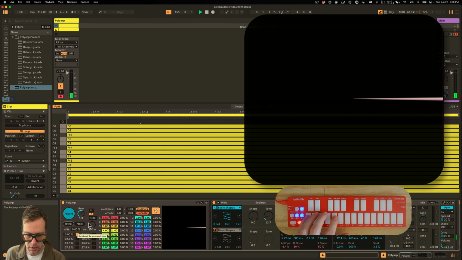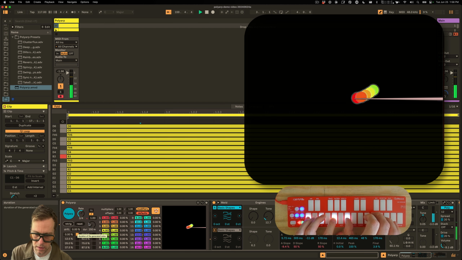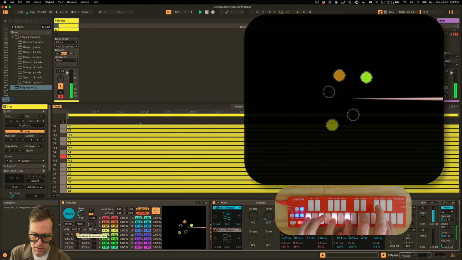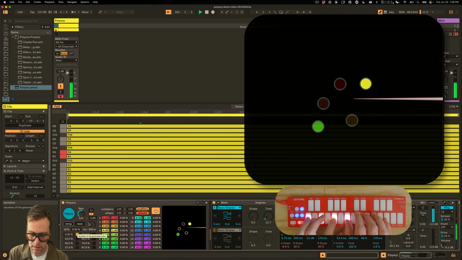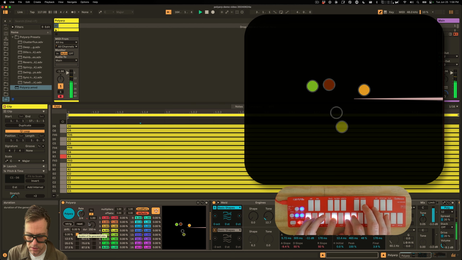If retrig is turned off, this polyrhythm is going to continuously run, and it doesn't care when new notes are pressed or released. So you might not hear the note right away, but the polyrhythm is always sort of intact. That rhythmic shape doesn't change.